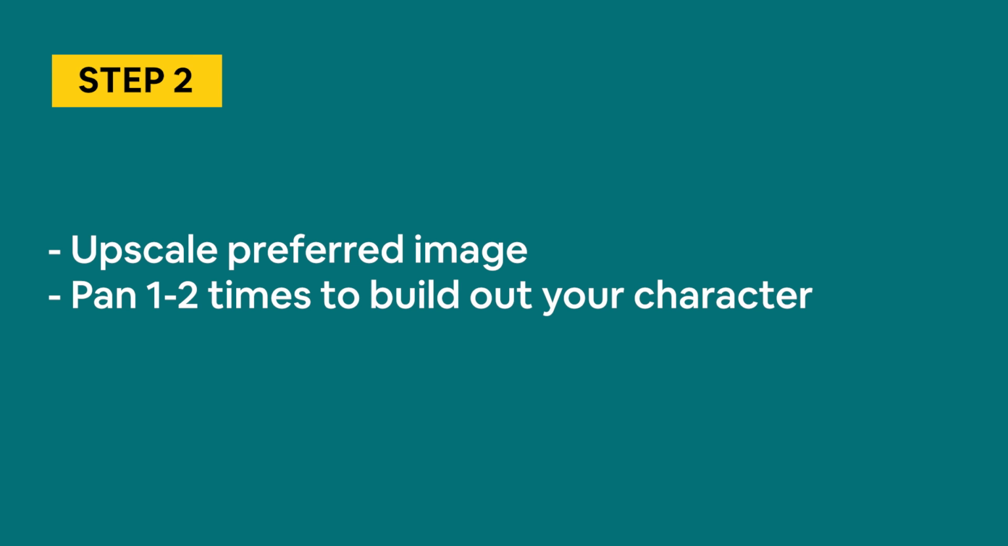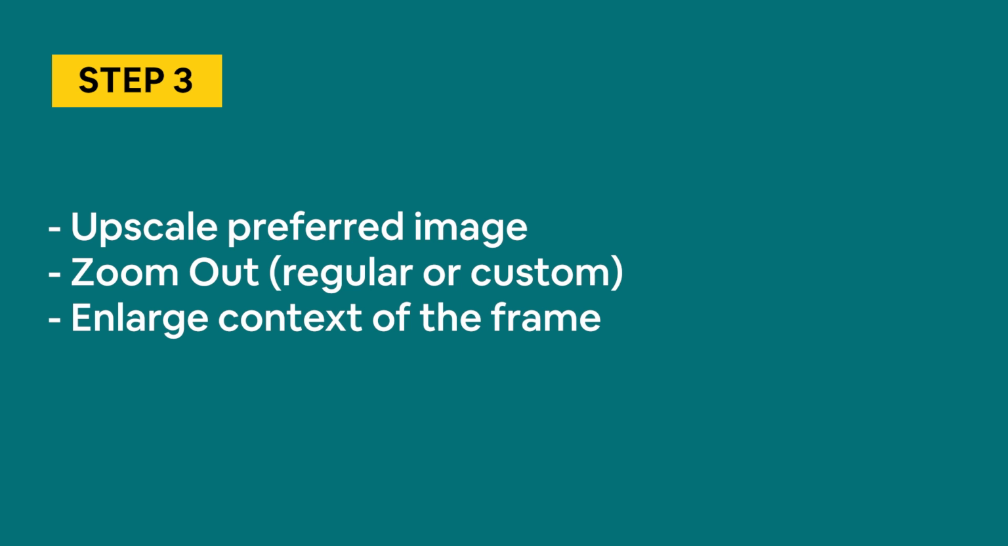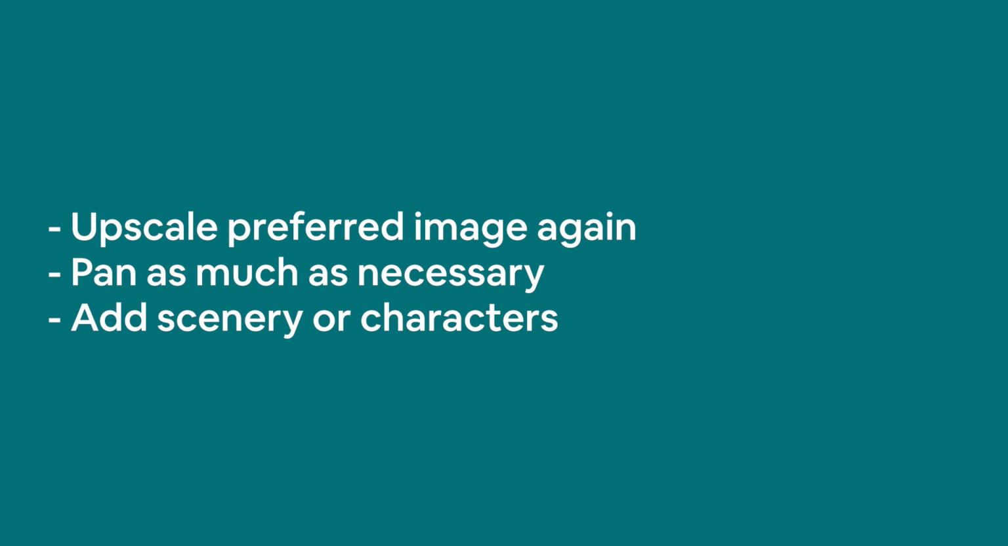Then in step 2, we upscaled the image that we preferred, and you can either use pan 1 or 2 times to build out your partial character. And in step 3, we upscaled our preferred image one more time, and then used the zoom out feature, either the regular zoom out or the custom zoom, to basically enlarge the frame's context. Then in step 4, we upscaled our preferred image again, and we then used the pan feature as much as necessary, either going left, right, up, or down. You can also add more details or characters as well, as I show you.